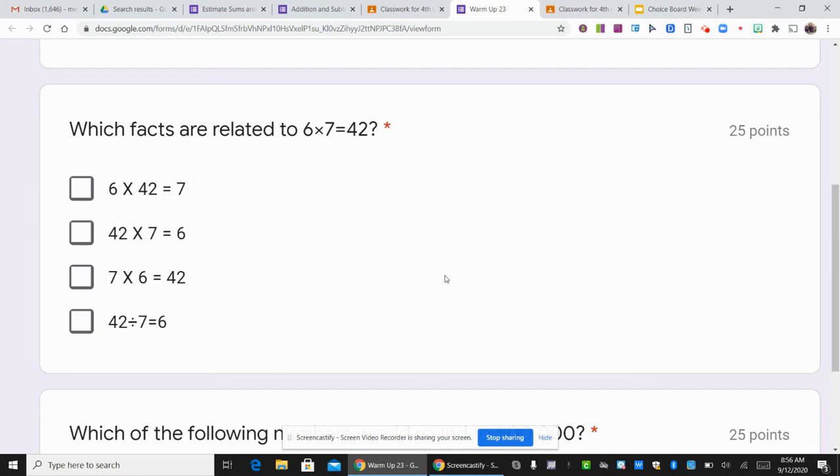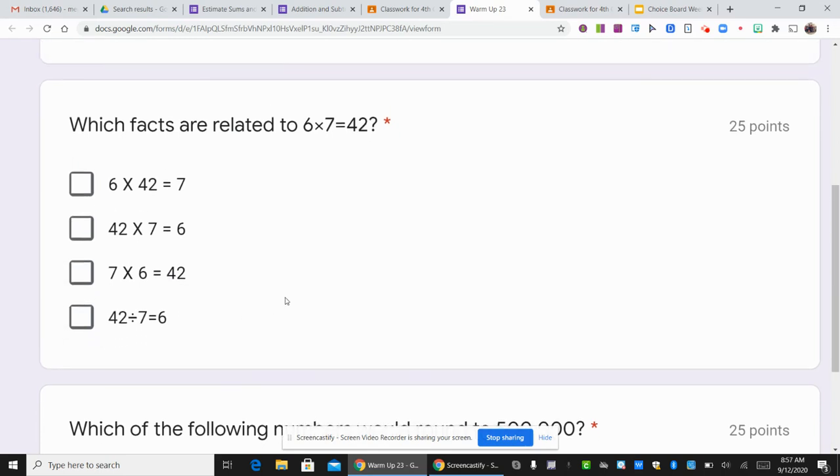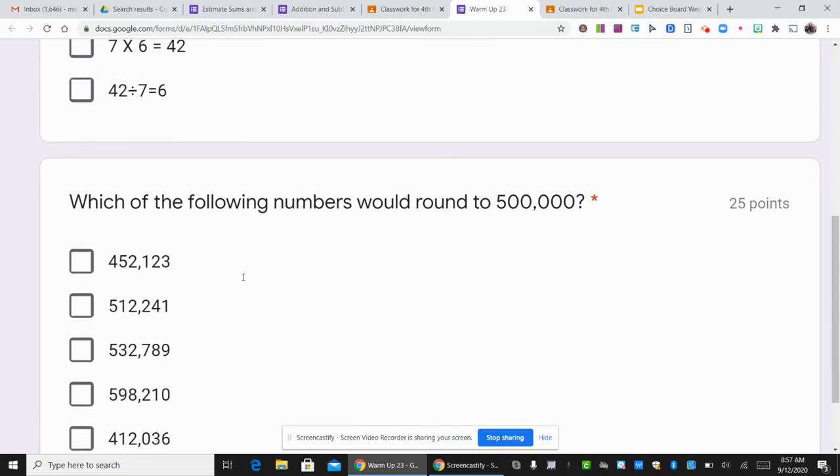So looking at your answer choices, you should have been able to eliminate choice A and choice B to see that choice C was the flip-flop factors, the inverse operation for 6 times 7. And at the bottom here, we see 42 divided by 7, which was the opposite operation as well. So you should have had C and D chosen here.